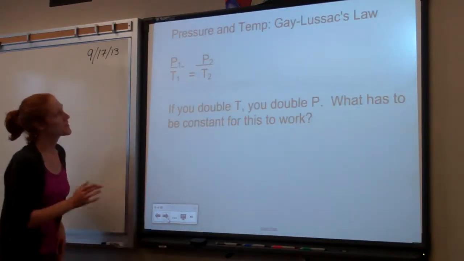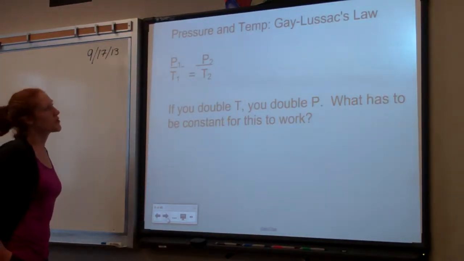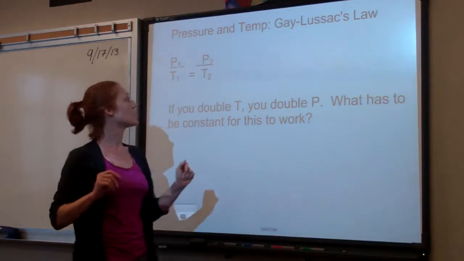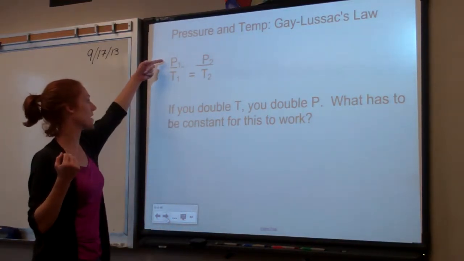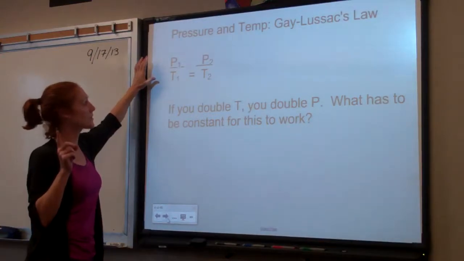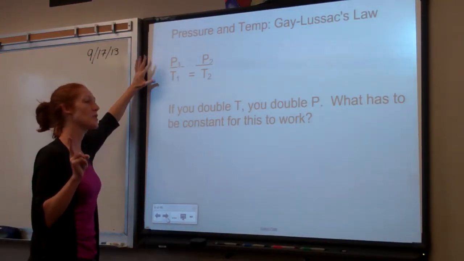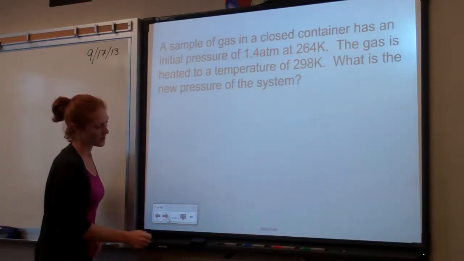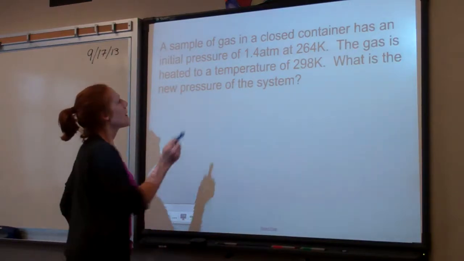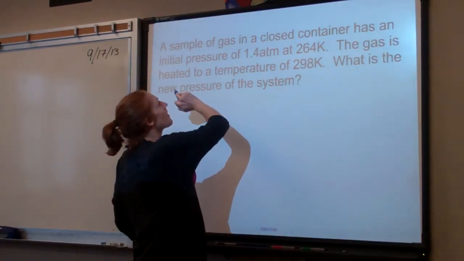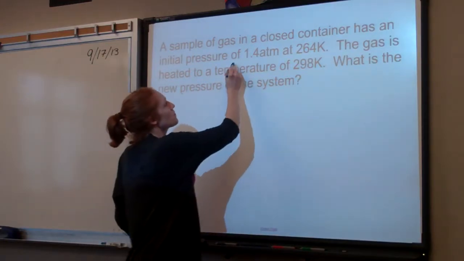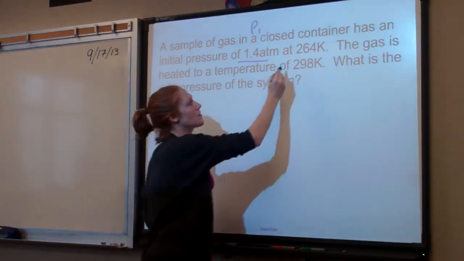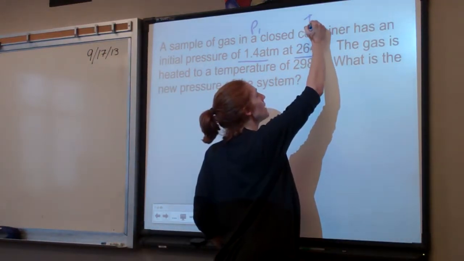And let's see. Next one, we had Gay-Lussac, so this is pressure and temperature. As temperature increases, particles move faster, they end up hitting the walls of the container more frequently, and they're hitting harder, so pressure is higher. So for this one, number of particles is constant, your volume has to be constant for this to work, and your temperature has to be in Kelvin. So, here we go. I have a sample of gas in a closed container that has an initial pressure, so there's P1, 1.4 atmospheres, at 264 Kelvin, so that's T1.